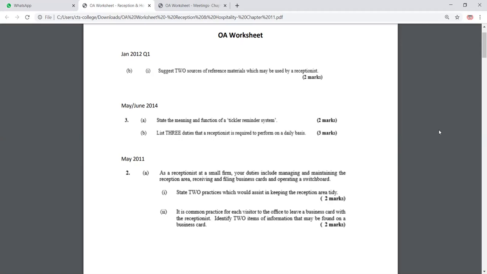For the first one, when they mean two sources, they mean two different types of reference materials which may be used by the receptionist. Not the thing inside of the thing, just the thing itself.